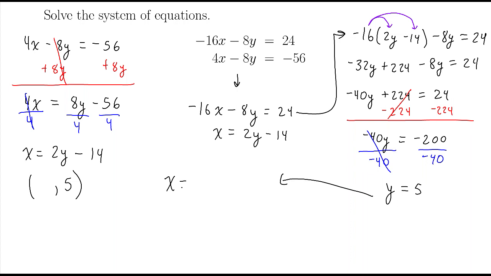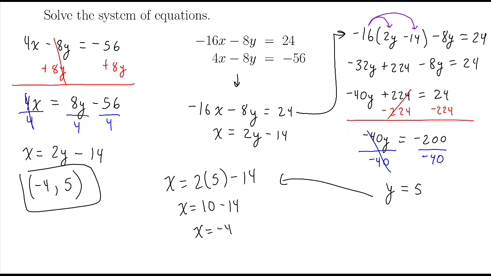X equals 2 times 5 minus 14. 2 times 5 is 10. 10 minus 14 is negative 4. So there we go. Negative 4 comma 5 is the solution to this system of equations.